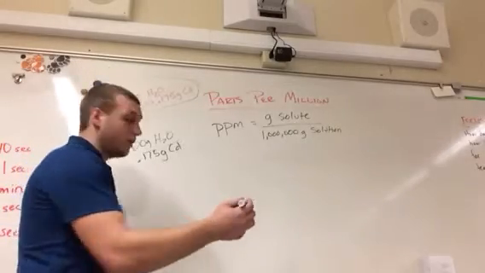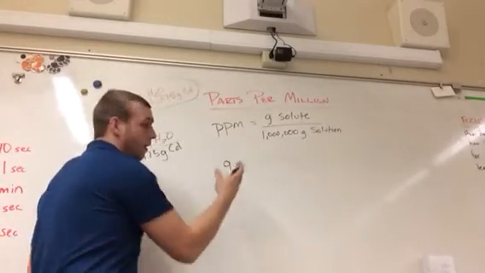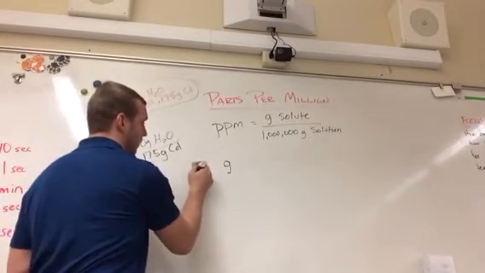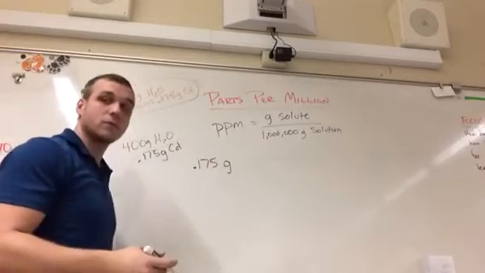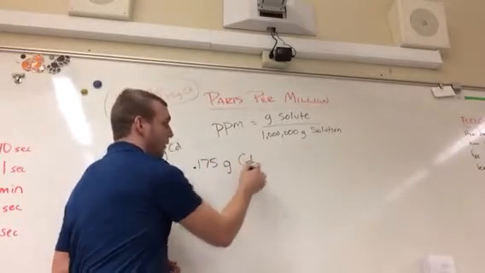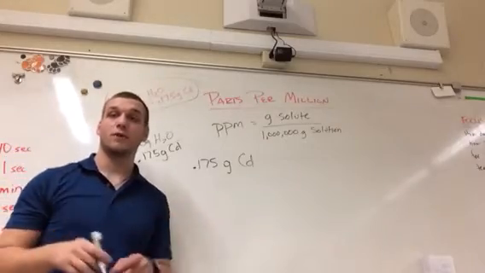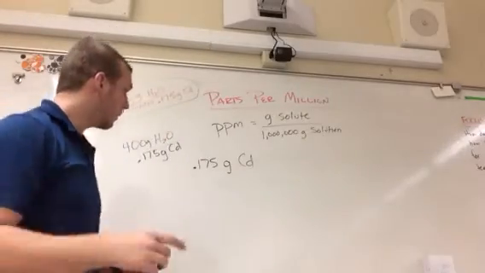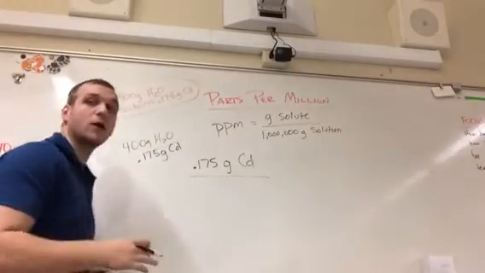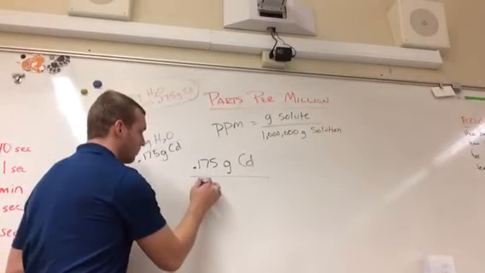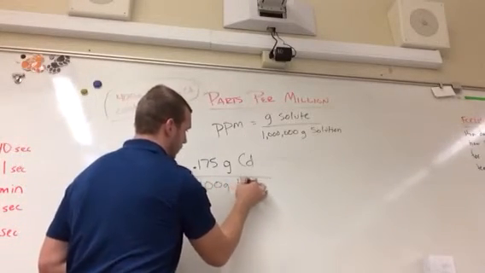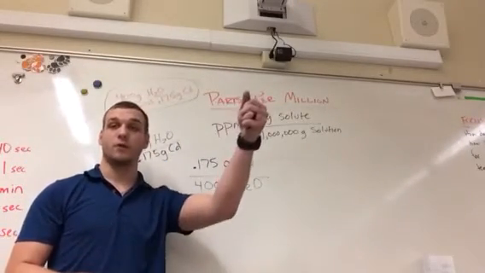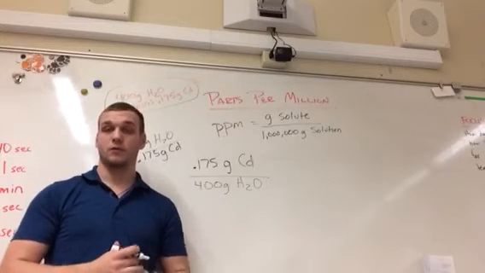So, how you really do it is grams of solute. I have in this case 0.175 grams of cadmium. And this is my solute. This is going to be what's dissolved in the water. This is the stuff wandering around in the water. And I have 400 grams of water. That's how you're going to start off this problem. Just grams of solute divided by grams of solution.